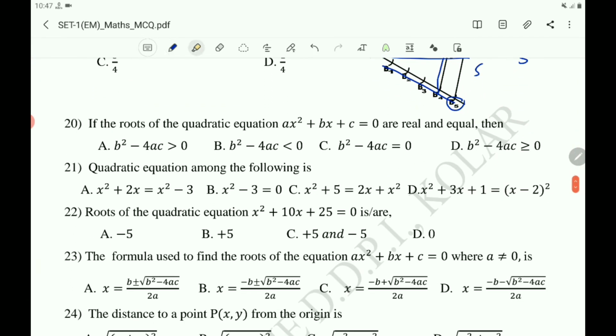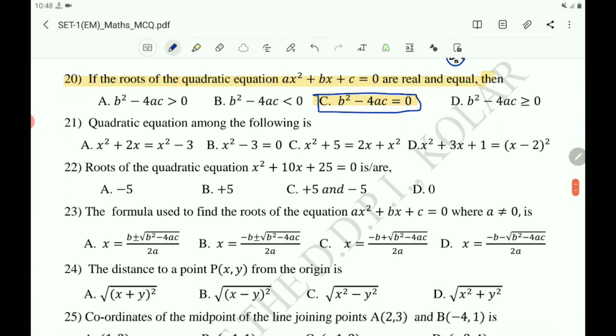Next you take the 20th question. If the roots of the quadratic equation ax square plus bx plus c equals 0 are real and equal, then you know that b square minus 4ac equals 0. Option C is the answer. You must know this. Then you can make out the answer easily. The roots are real and equal, then b square minus 4ac equals 0.